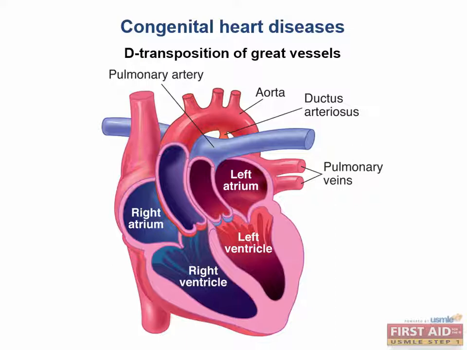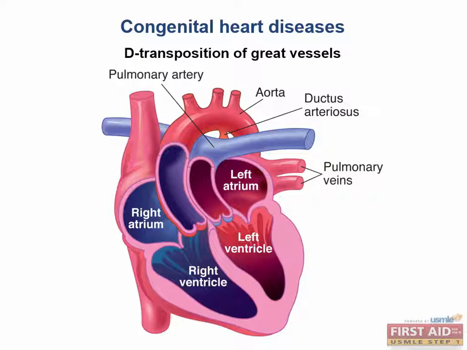Is that normal? Absolutely not. Why? Because we have 2 completely different circuits. On one side, we have the superior vena cava dumping into the right atrium, dumping into the right ventricle, and then into the aorta. On the other side, we have the left ventricle pumping directly into the lungs, then into the left atrium, then back into the left ventricle. At what point are these 2 going to mix?